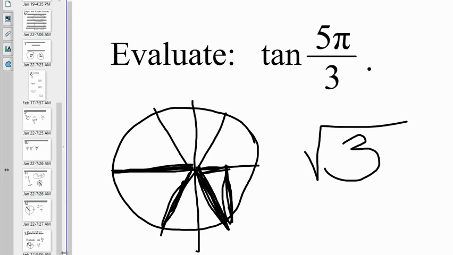That's what we're doing today: the conversion from radians to degrees and degrees to radians.